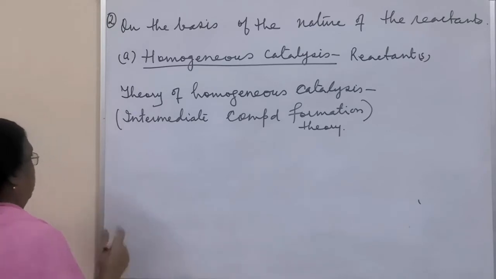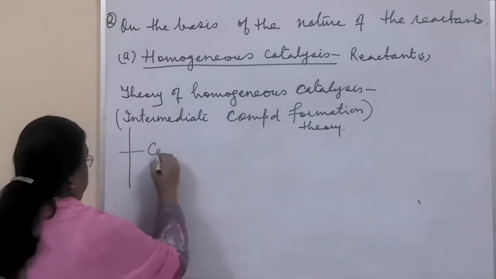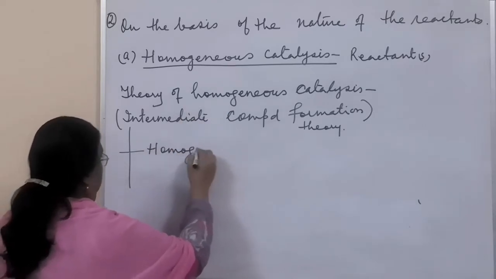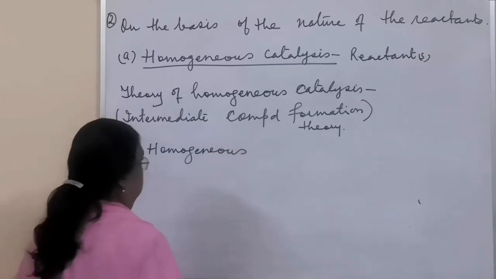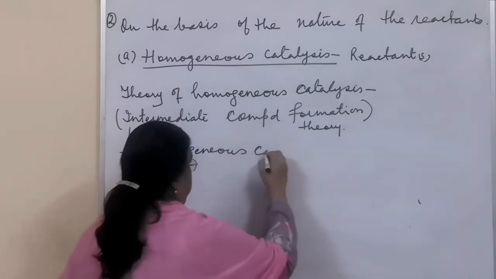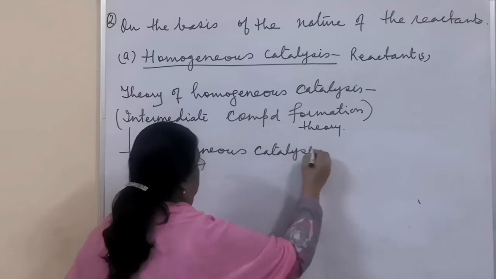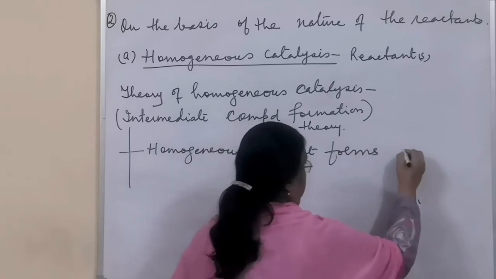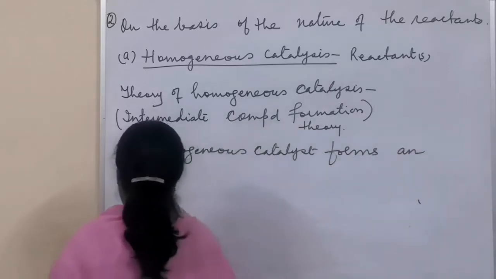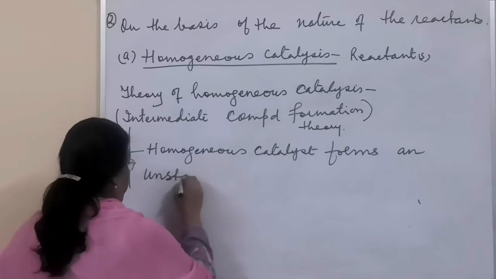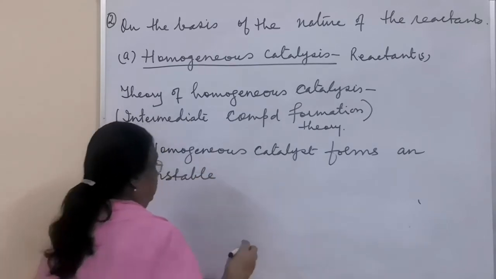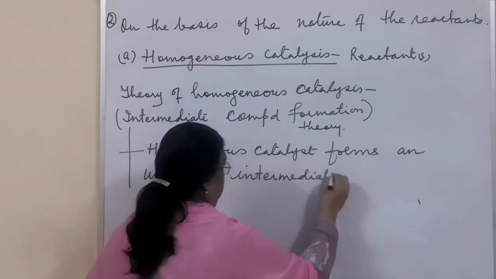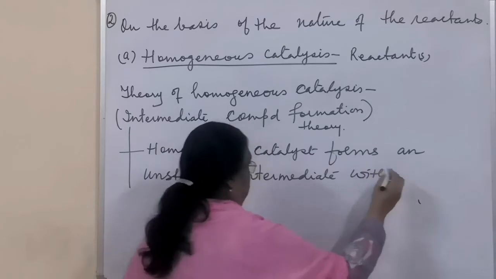In this case, what is happening? Homogeneous catalyst forms an unstable intermediate with reactant.